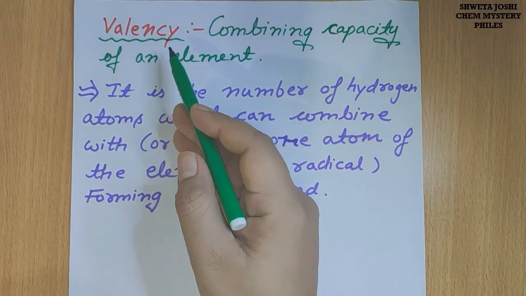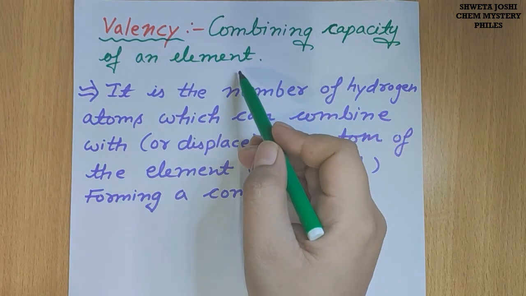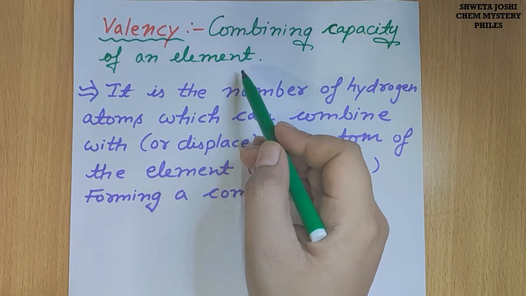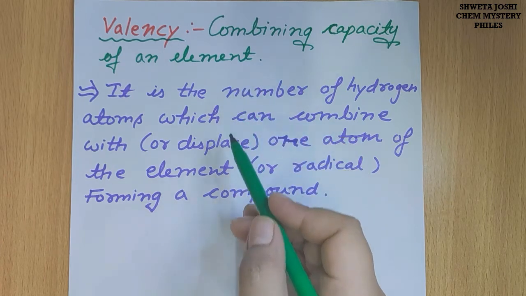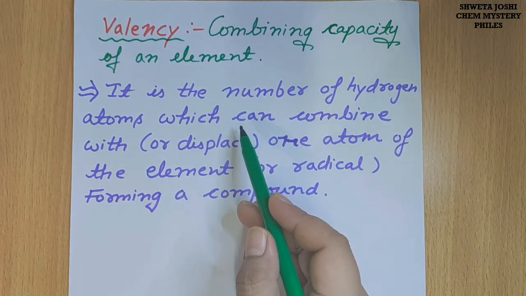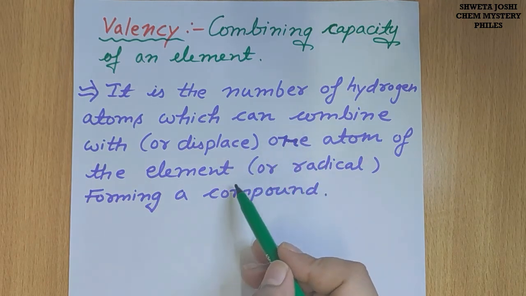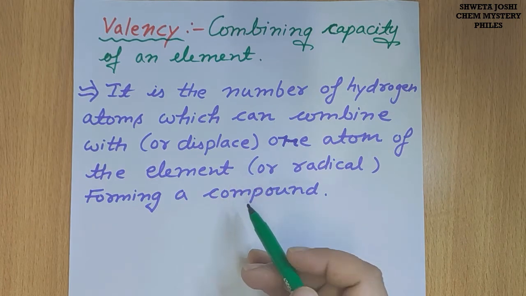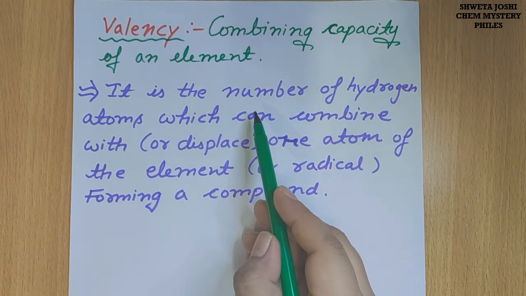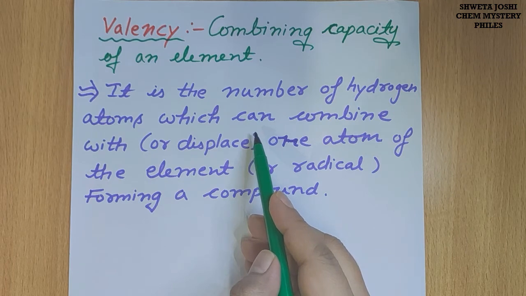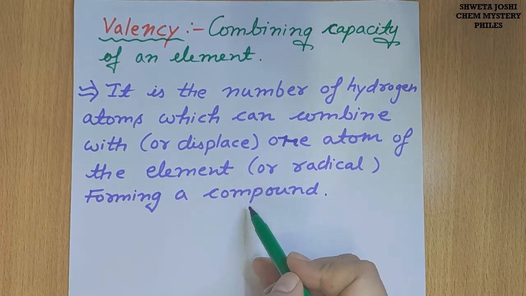Now covering valency. What is valency? Valency is the combining capacity of an element. Basically, it is the combining capacity of an element. And in broad terms, it is the number of hydrogen atoms which can combine with or which can displace one atom of the element or radical forming a compound. Valency is what? It is the number of hydrogen atoms which can displace or combine with one atom of the element or radical forming a compound.